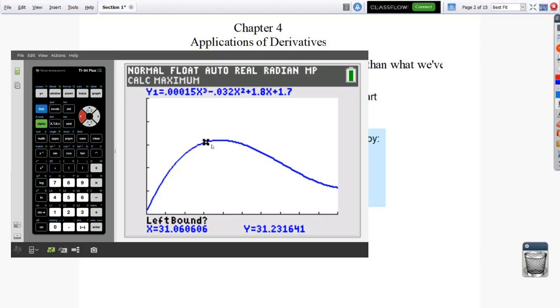It asks for the left bound. So we just want to put this little cursor to the left of the maximum point. We can see the maximum point is right where my cursor is. So I put my left bound, now right bound, go to the right of that maximum value. You can guess if you want to; I don't. So we can see that this function achieves a maximum of 32.128 at 38.602.